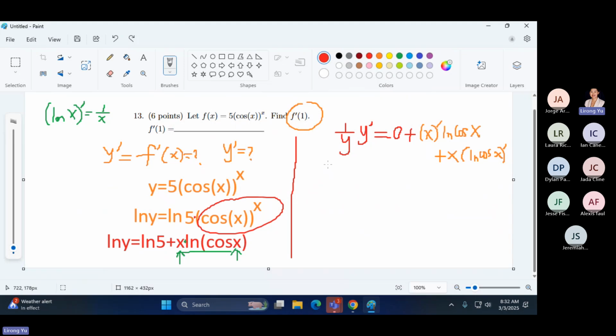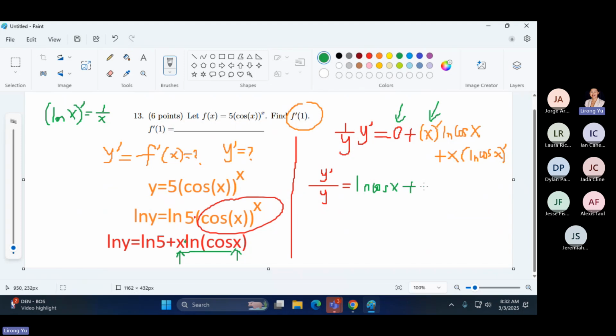So the left side of the equation is a fraction multiplied by another term, so you can write it as y prime over y, so the division is shorter. And on the right side of the equation, the 0 is a summation of 0. You don't have to write it. And then the derivative of x equals 1. So that's really natural log of cosine x.